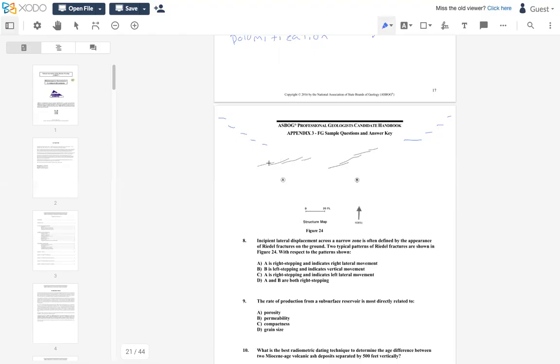This is right stepping, and this is left stepping. Okay, so let's see. A is right stepping, B is left stepping. That's true. A is right stepping, indicates... So I know right off the bat that D is wrong because they're both not right stepping.